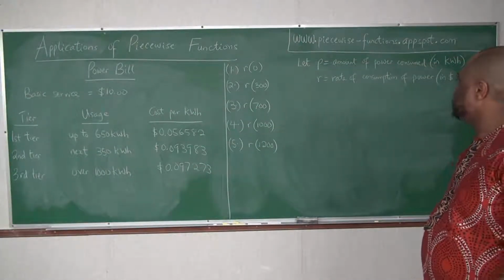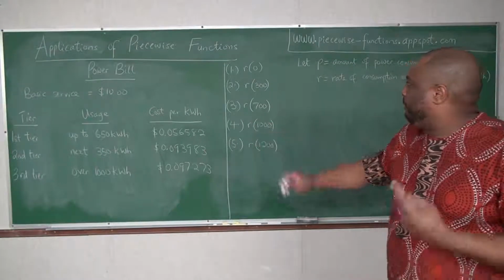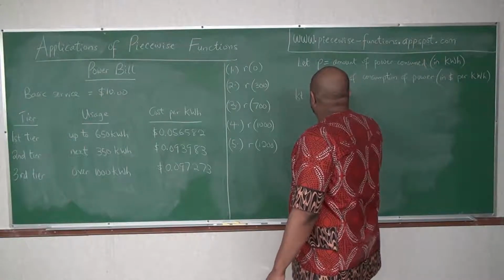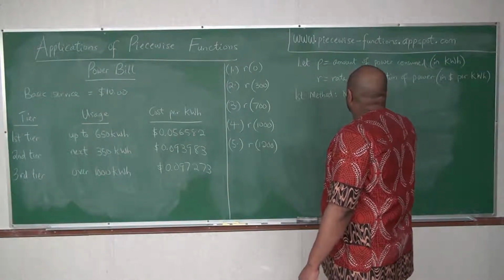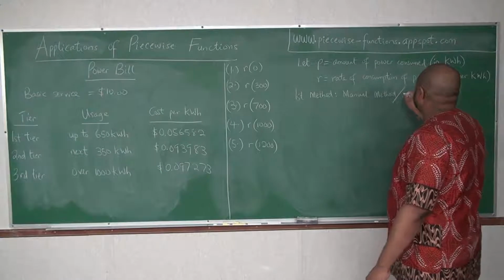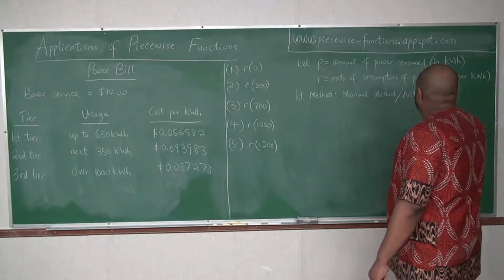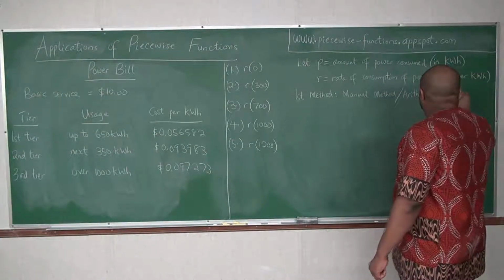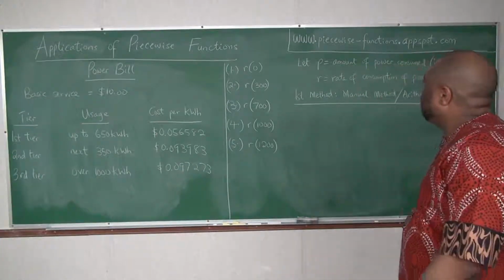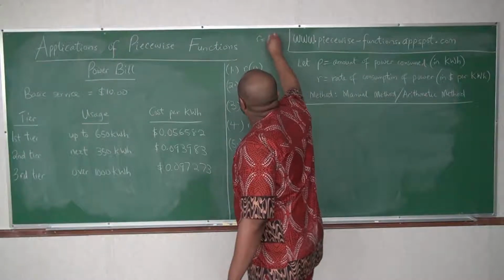All right. So if you consume 0, okay. Now, we're gonna do this first method, which is the manual method. I can call it the arithmetic method. Okay? So R of 0, we have this, that R is a function of P.